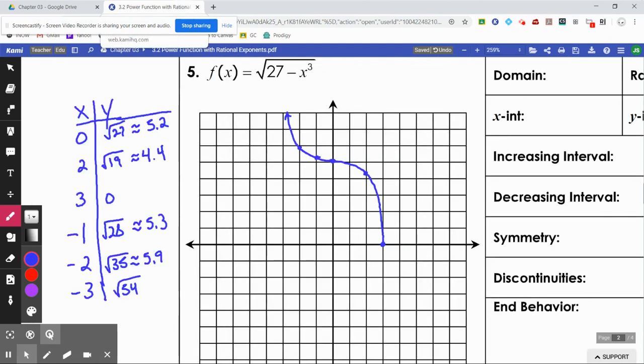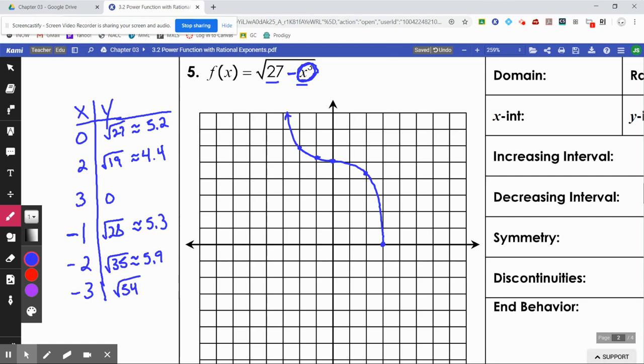Okay, so here are my points that I plugged in: 0, 2, and 3, and then I notice, hey, I can plug in negative values here as well. Biggest thing you need to make sure of, when you're plugging in a negative value, you have to raise it to the 3rd power first before you subtract. So when I plugged in negative 1, I did negative 1 to the 3rd, which is negative 1. 27 minus negative 1 would be the square root of 28. And I did my decimal approximations, and here's the graph that I got.